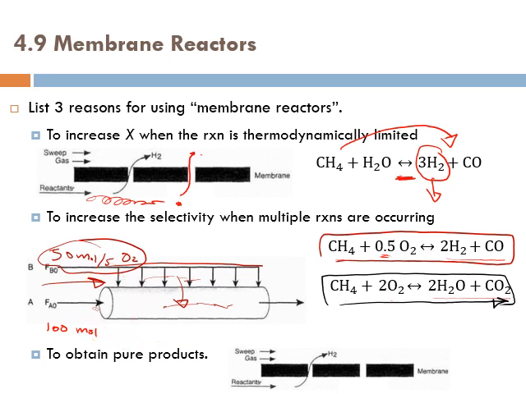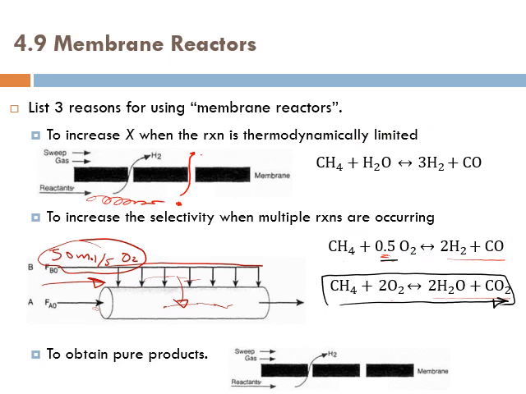Right. The last benefit here is that we obtain pure product, right? So if you're running this reaction, and I'm producing hydrogen, and the hydrogen is diffusing out, I'll get pure product of hydrogen at the outside of the reactor.